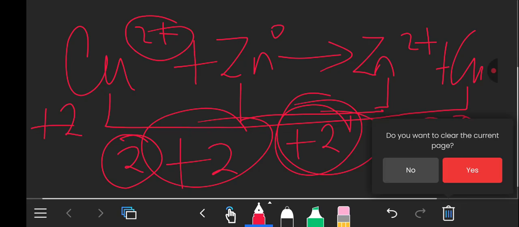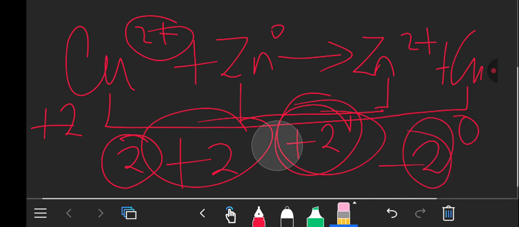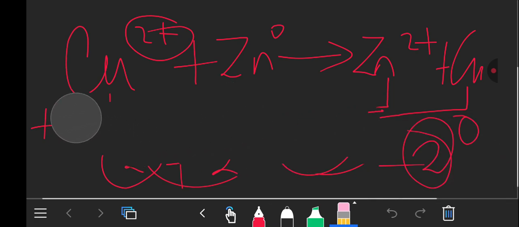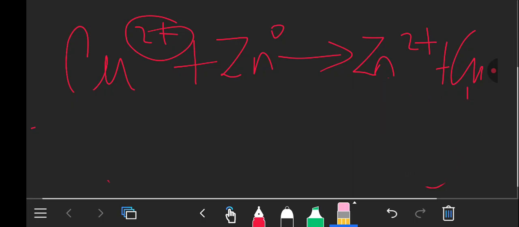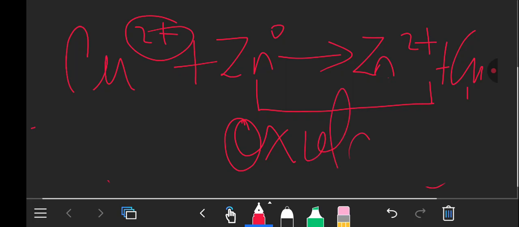So we can see that in this reaction, zinc is increasing in its oxidation state. Initially it was zinc with an oxidation state of 0, but it has increased to 2+. Because it has increased to 2+, we can say zinc is undergoing what is known as oxidation, because we defined oxidation as simply the increase in the oxidation state.